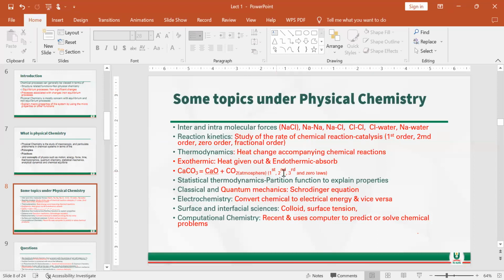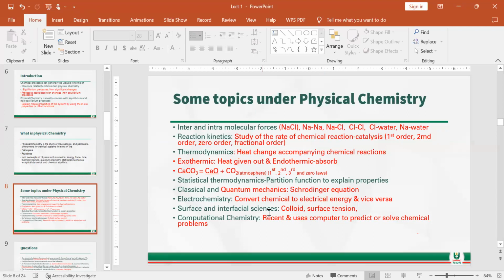So statistical thermodynamics is also a branch, and it deals with what we call partition function to explain properties of molecules. We have the classical and quantum mechanics, and that deals with Schrodinger equation. We have electrochemistry. Electrochemistry means conversion of electrical energy to chemical energy, or the conversion of chemical energy to electrical energy. That's what electrochemistry does.